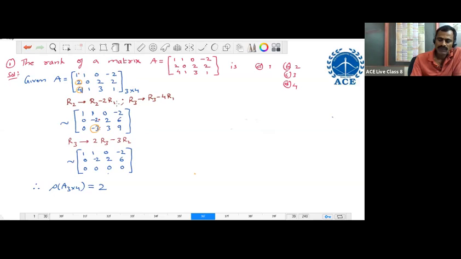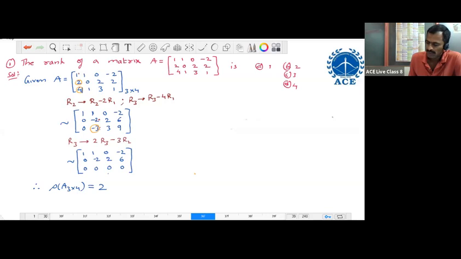That is why equivalent matrices will have the same rank. Rank of this matrix is equal to rank of this. That is why rank of A equals 2 only. Rank of A is the same as the rank of its echelon form.